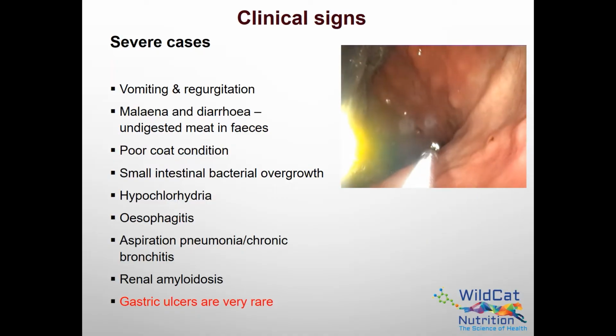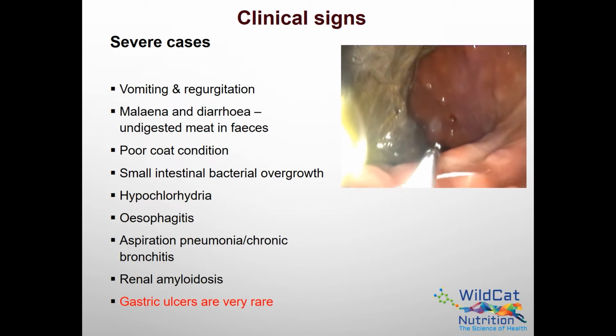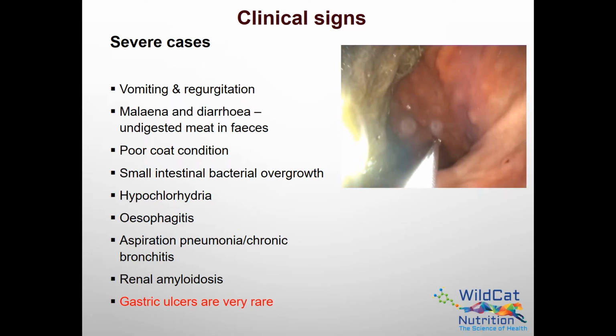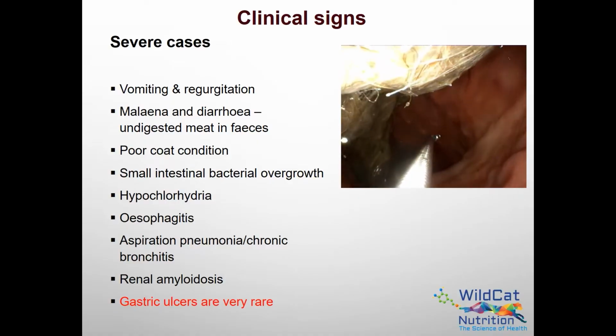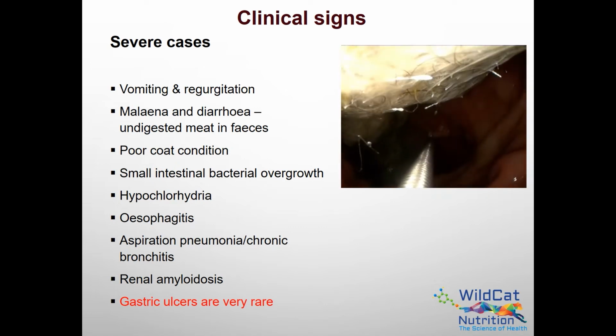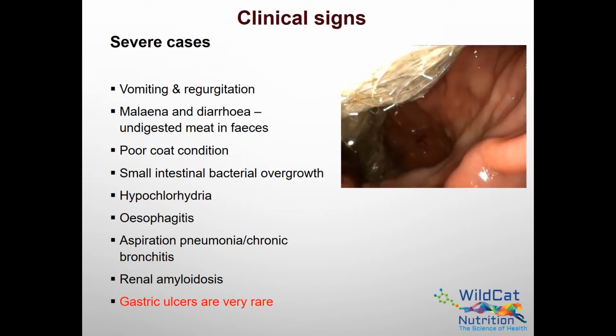So the clinical signs in severe cases are usually vomiting, regurgitation of food, and melena, which means there's bleeding into the intestine. So the stool is black or very dark in color. And there's often undigested meat coming through in the feces. We have a very poor coat condition if it's chronic. And then other things that are a little bit more difficult to identify, like small intestinal bacterial overgrowth and hyperchlorhydria.